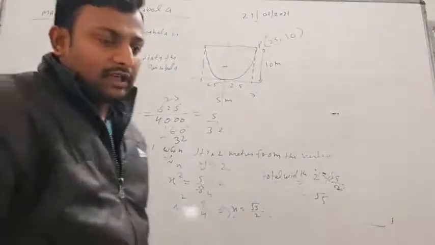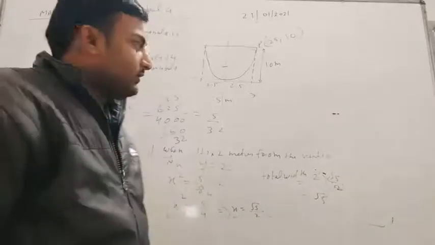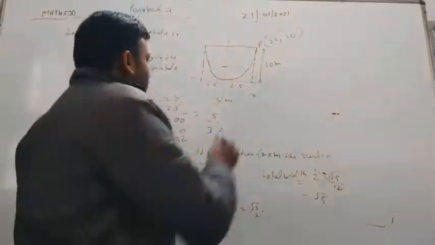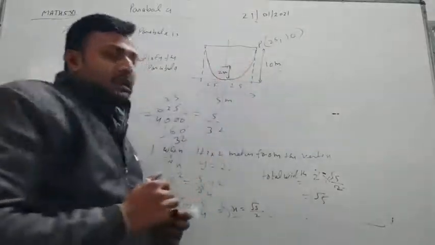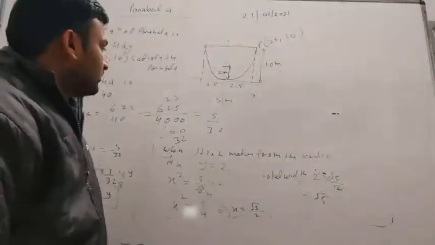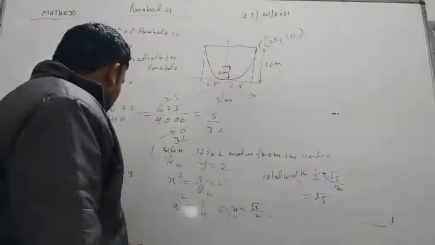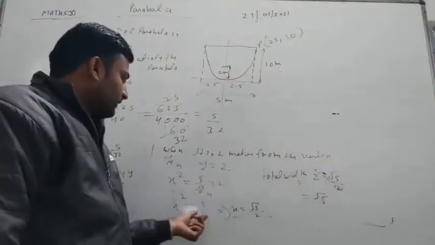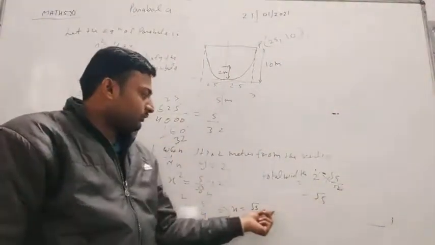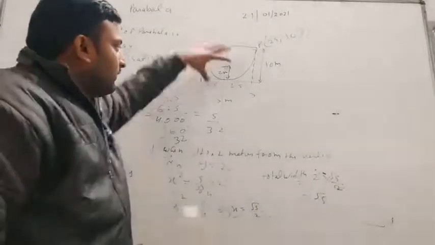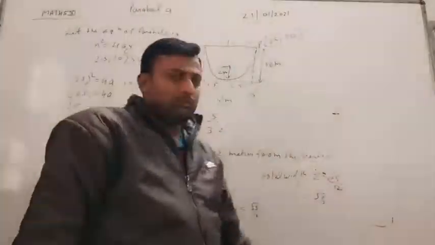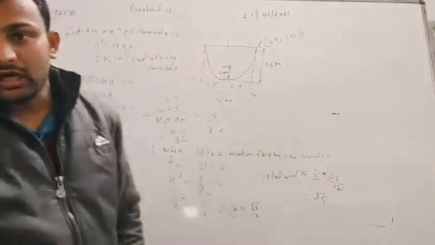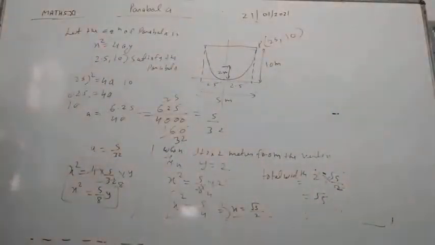The question says, how wide is it if it is 2 meter from the vertex. Suppose this is 2 meter from the vertex, then how wide? So our y is 2. When we put y is 2 in this equation, we get x is root 5 by 2. So the total width will be 2 times this, 5 by root 2, so it will be root 5. Okay, I hope you understand, students.